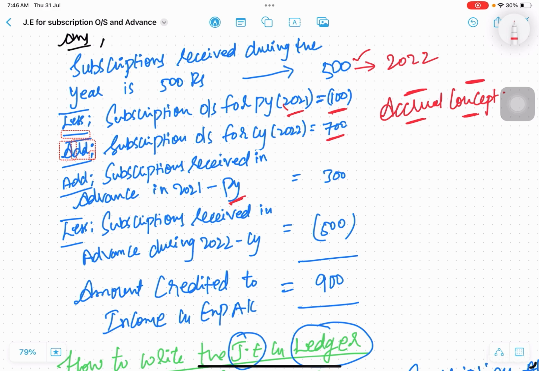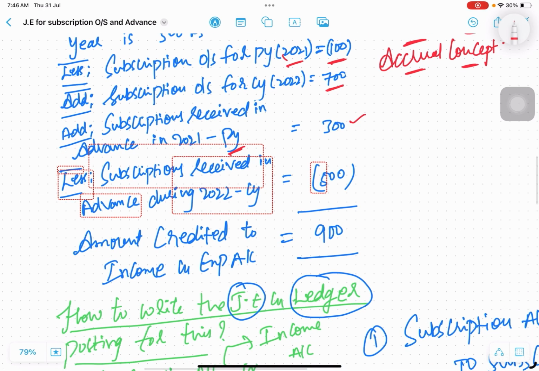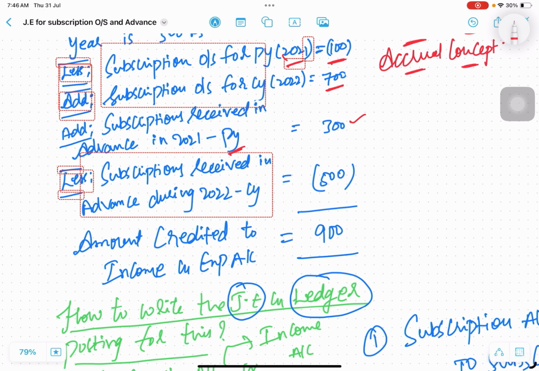Now last year you received some money. That money relates to which year? Last year you received some money. That money relates to the current year, so I have added this 300 rupees. Subscription received in advance, current year.